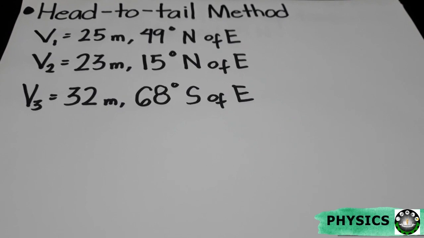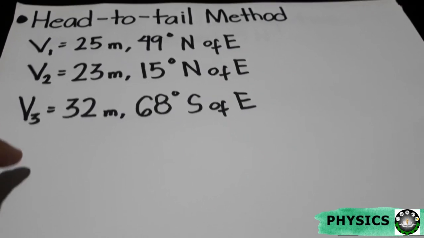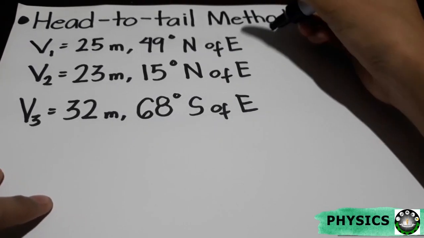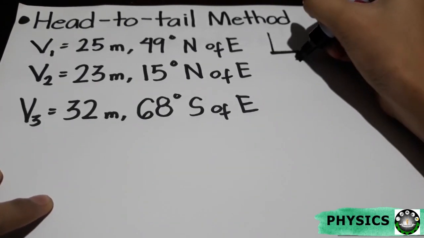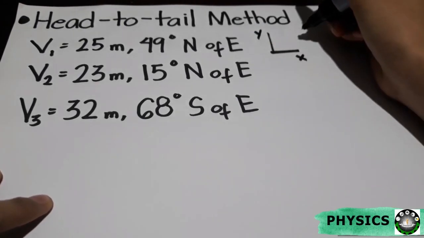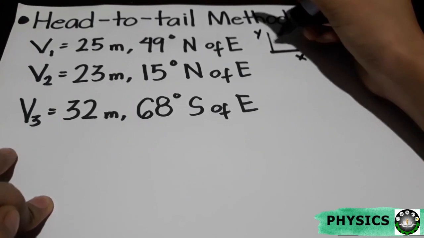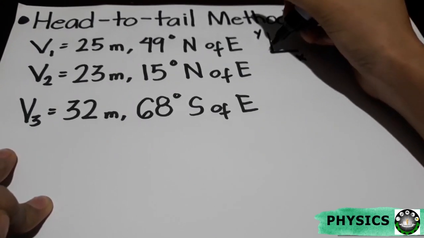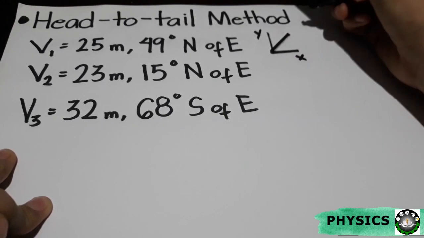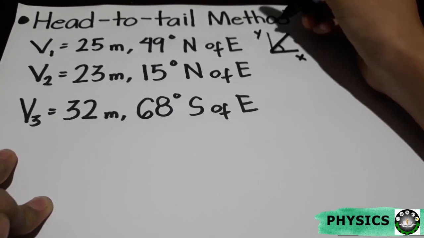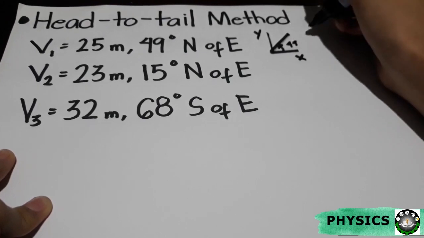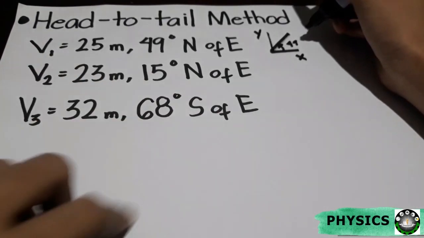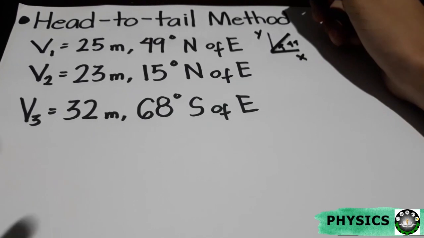The first thing to do is to draw a free body diagram. Kung i-drawing natin sila isa-isa, ganito siya. This is the x-axis, this is the y. And then we have here 25 meters. And then yung degrees niya is 49 north of east. Ginawa natin yung arrow na mula dun sa may x-axis papunta sa y kasi ang sabi is north of east.